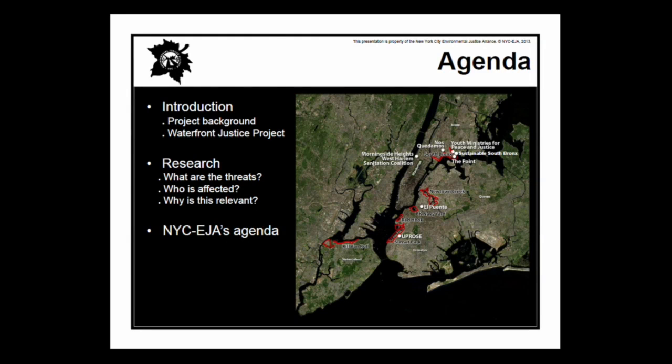Okay. So this is a map of where our members come from. From top to bottom, from the South Bronx, our members are Youth Ministries for Peace and Justice, Sustainable South Bronx, and Nos Quedamos. From the west side of Manhattan, it's the Morningside Heights West Harlem Sanitation Coalition, and in Brooklyn, it's El Puente and Uprose. Those red outlines that you see constitute designations under the city's waterfront revitalization program.